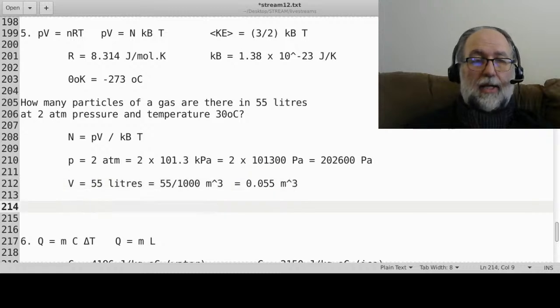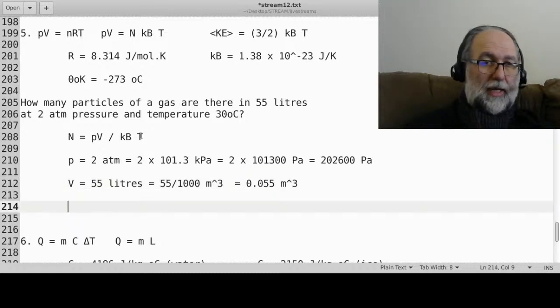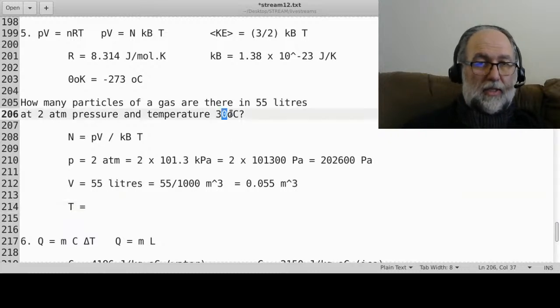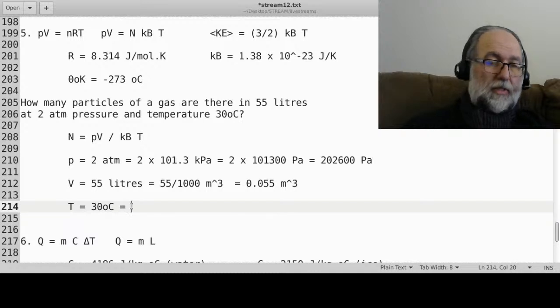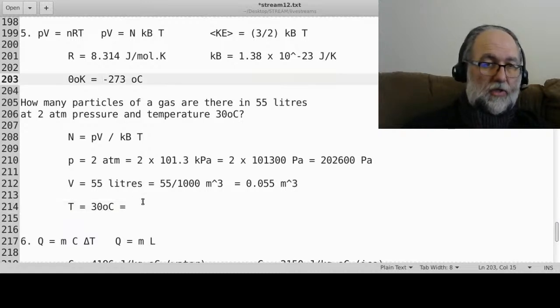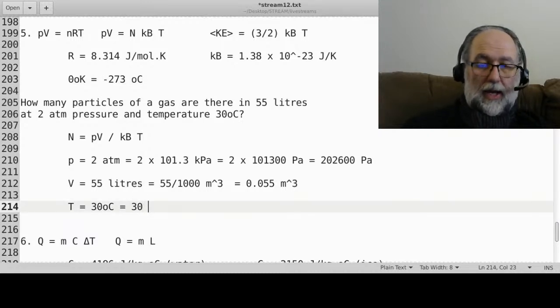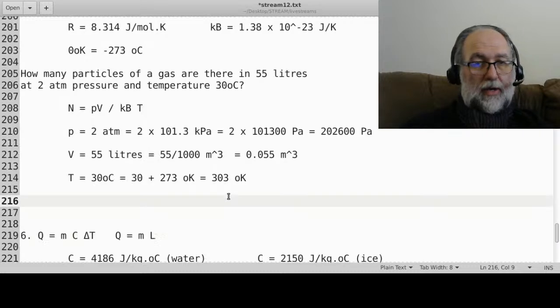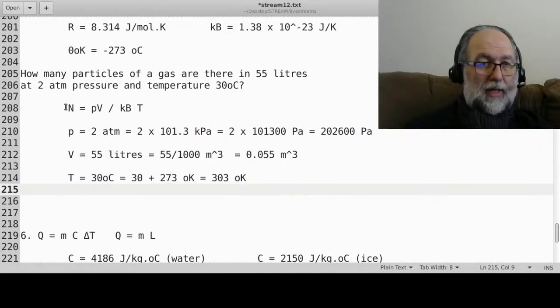All right. And what do we need now? So we need the temperature. That's the next one we need. And the temperature, I tell you, is 30 degrees Celsius. But you don't want to put 30 degrees Celsius in there. You want to convert to Kelvin. So you just take 30 and add to it 273 Kelvin. And so what's that going to equal? That's going to equal 303 degrees Kelvin. All right? So now we're ready to plug in.